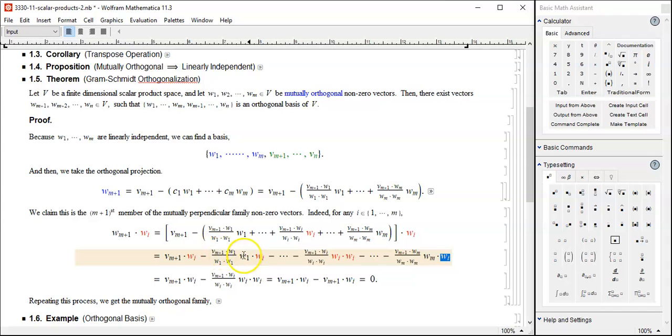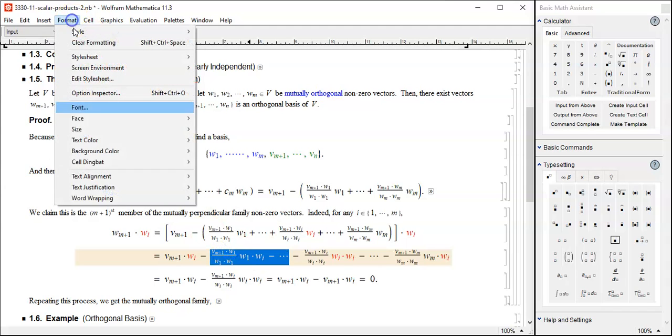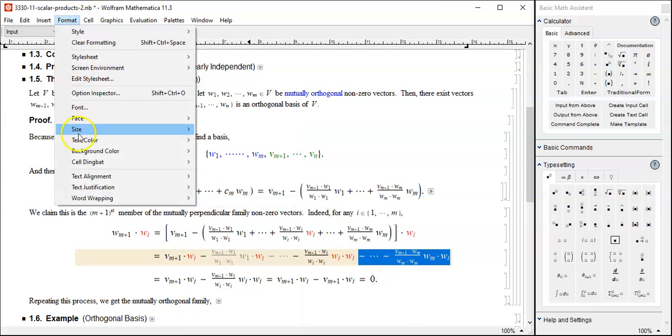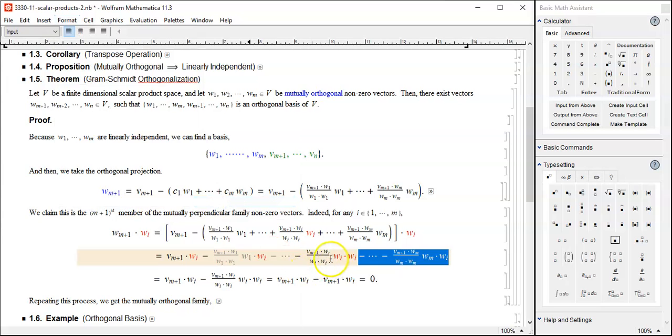And then please note that W1 dot Wi is 0 because of the mutual orthogonality. W2 dot Wi, that's also 0. W3 dot Wi, all 0. All the way over to Wm dot Wi, they're all 0 except this one, Wi dot product with itself. This is the only thing that survives. Everything else goes down to 0. Only this one survives. Okay, alright.